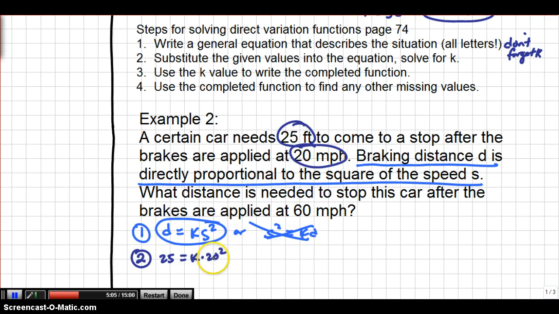Make sure that you square first and then divide. When you square there, you get 400. Divide both sides by 400. K ends up being 0.0625. If students want to leave it as a fraction in lowest terms, that's also perfectly fine.